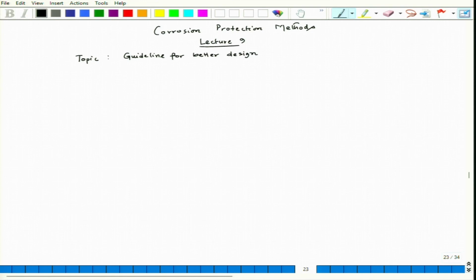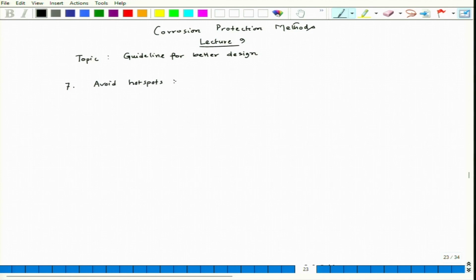Now we talked about a total of 6 guidelines, and there are a few guidelines which will be covered in today's lecture. The point number 7 says avoid hotspot.